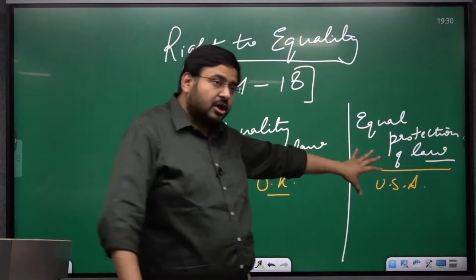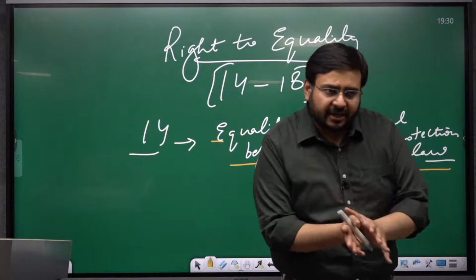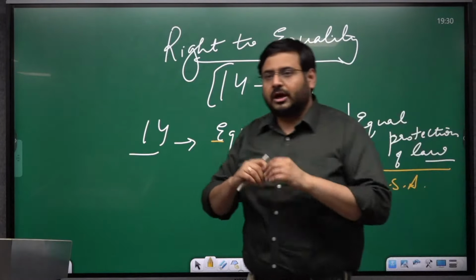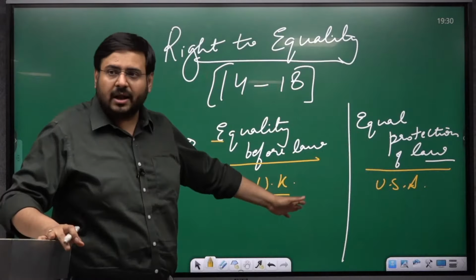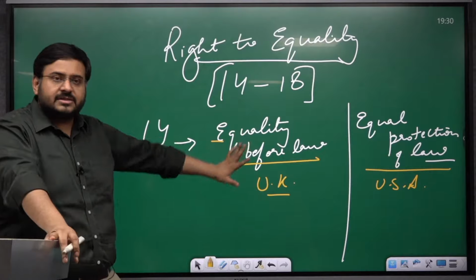So, equal protection of law means the people who are alike can be given protection in a similar manner. Those people do not necessarily have to follow the equality. Clear? Let me give a simple example, the simplest example.